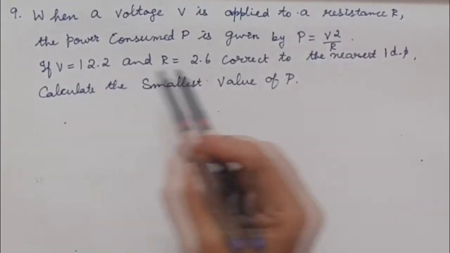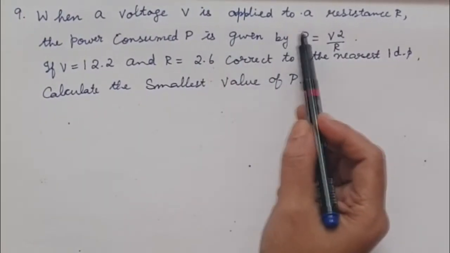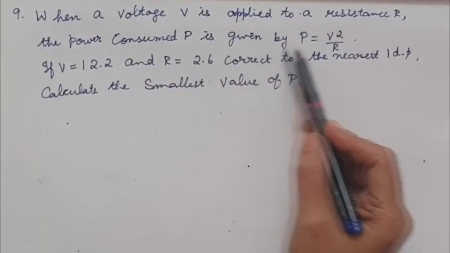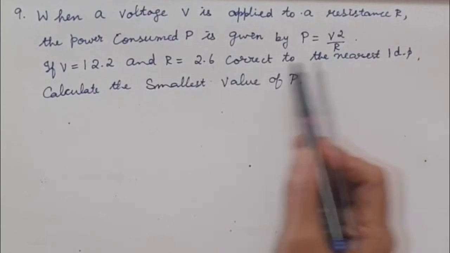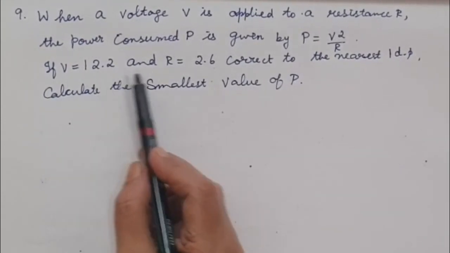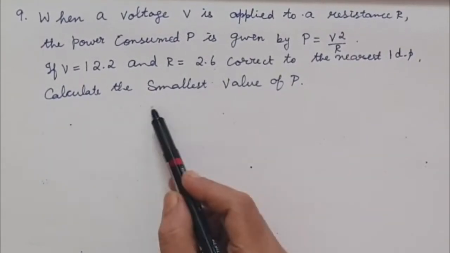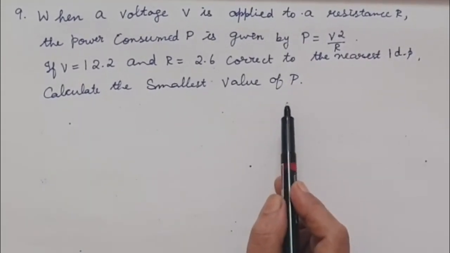The last question: when a voltage V is applied to a resistance R, the power consumed P is given by P equal to V squared over R. If V equal to 12.2 and R equal to 2.6, correct to the nearest one decimal place, calculate the smallest value for P.